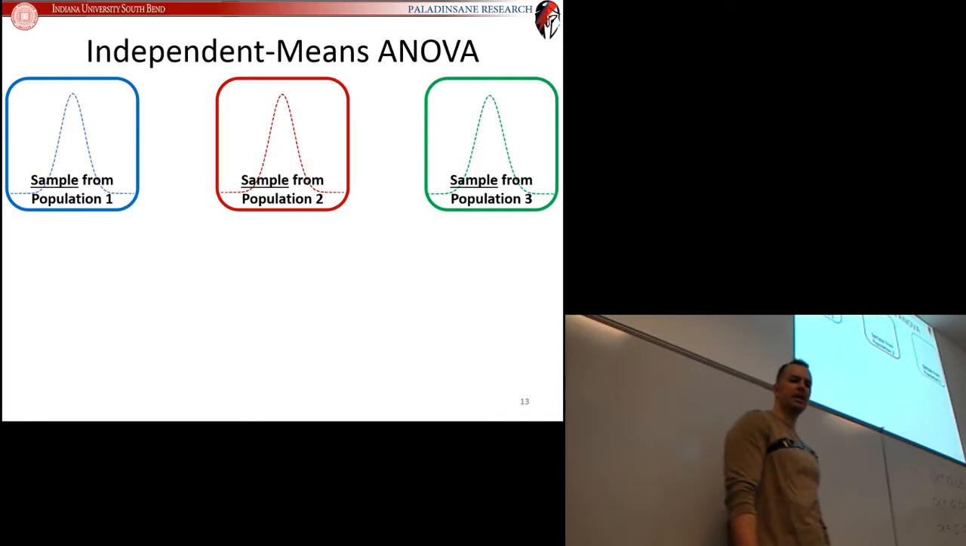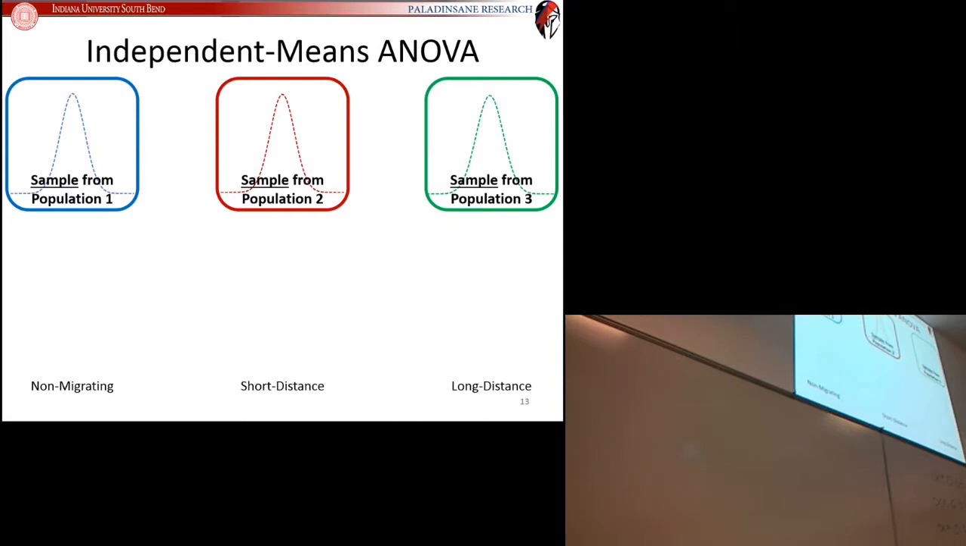So here's our data here. We have non-migrating birds. That is our sample from population 1. We have short distance migrating birds, and we have long distance migrating birds. And notice, just very quickly, that this is an independent means ANOVA because the subjects in one sample are different from, independent of, the subjects in another sample, and those are different from the subjects in the final sample. So it's an independent means ANOVA this time.